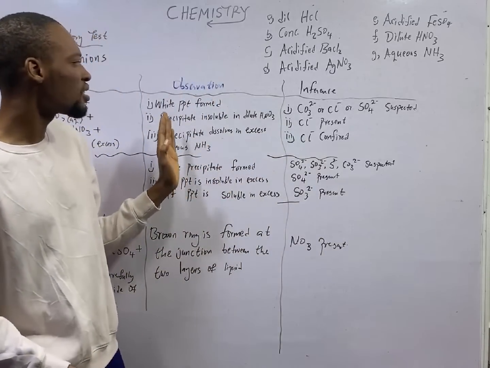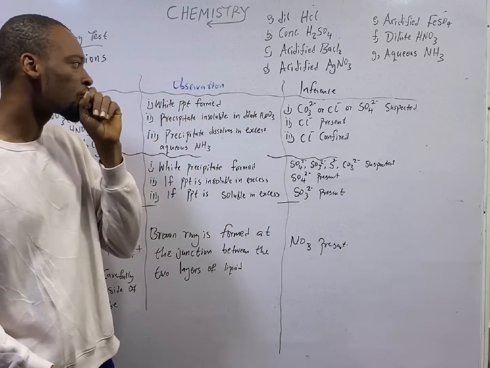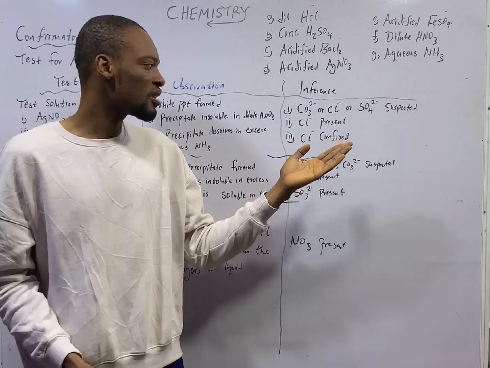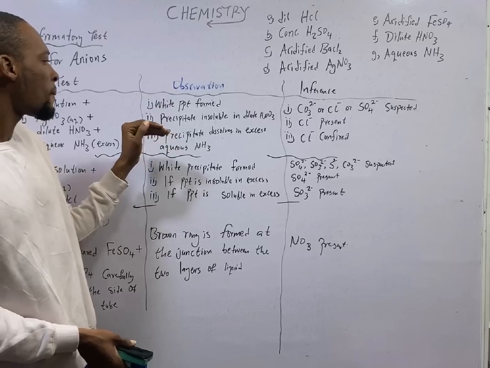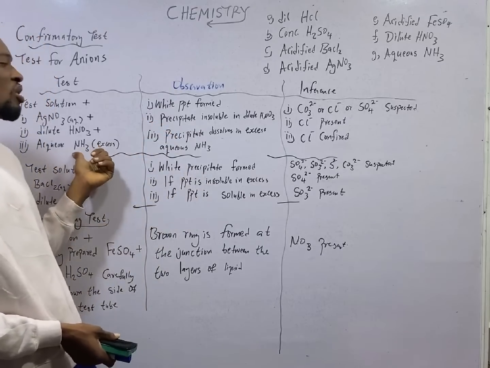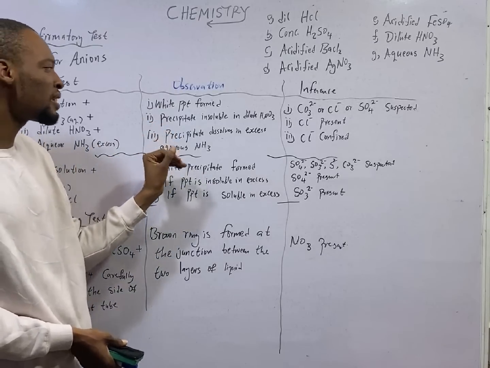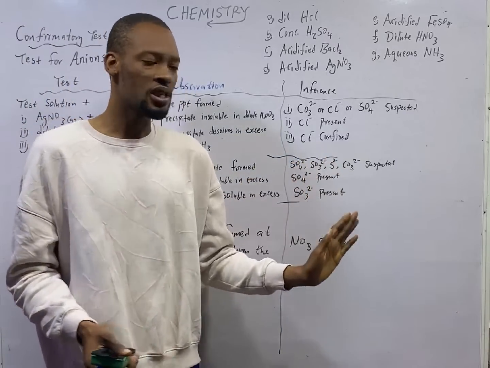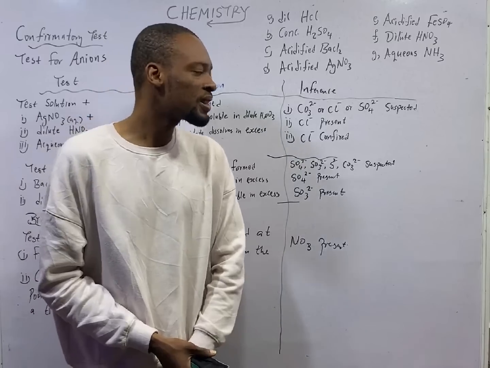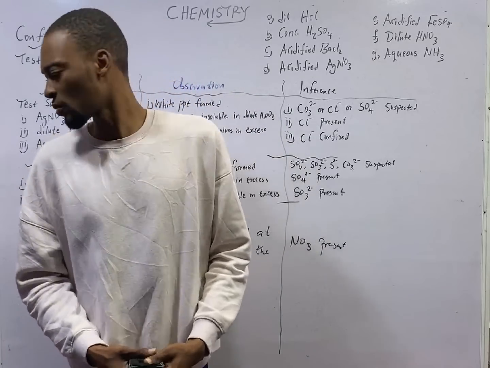If it doesn't dissolve in dilute HNO3, then Cl- is present. If you now add excess aqueous ammonia and the precipitate dissolves in excess, therefore Cl- is confirmed. This is the confirmatory test for Cl-.